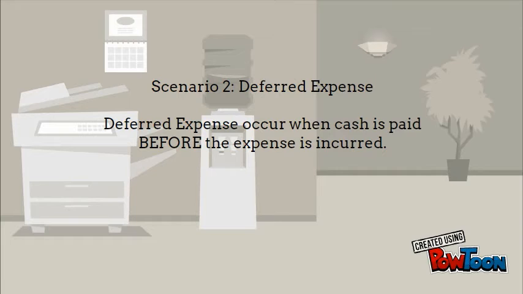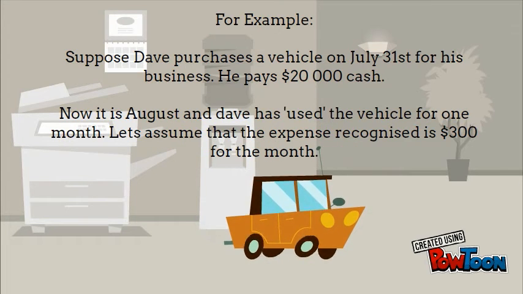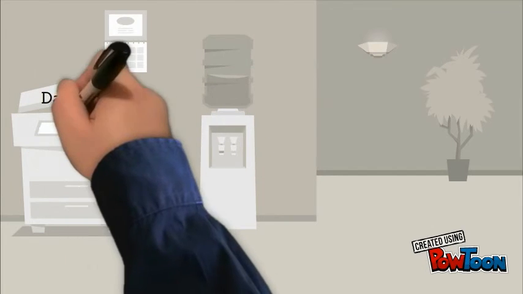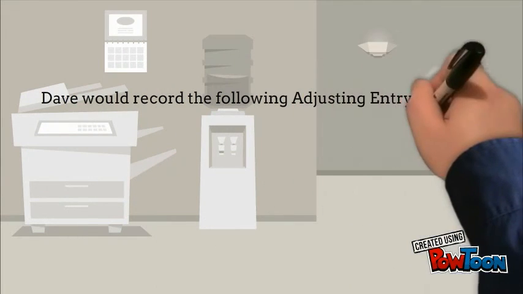Scenario 2, deferred expense. Deferred expense occurs when cash is paid before the expense is incurred. Suppose Dave purchases a vehicle on July 31st for his business. He pays $20,000 cash. Now it is August and Dave has used the vehicle for 1 month. Let's assume that the expense recognised is $300 for the month. Dave would record the following adjusting entry.